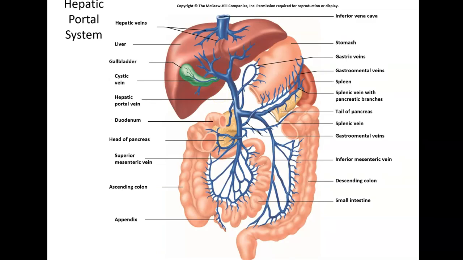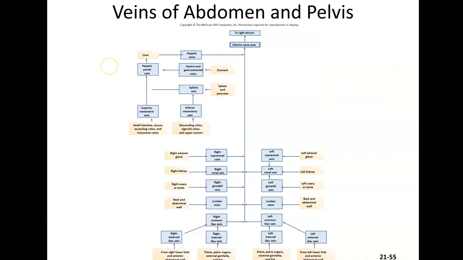And yet another great illustration showing you these veins and how they are connected to drain into our liver and picked up by the hepatic veins to go into the inferior vena cava. This is a nice chart that summarizes all the veins found in the abdomen and pelvis, what they are draining, and how they travel back to the heart.